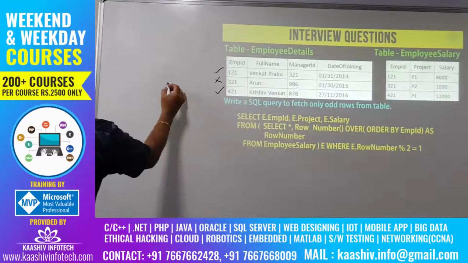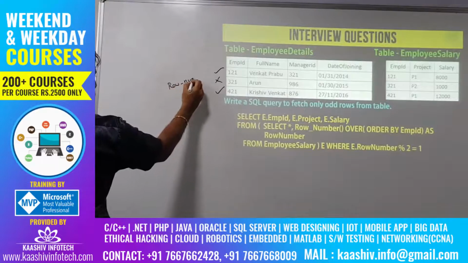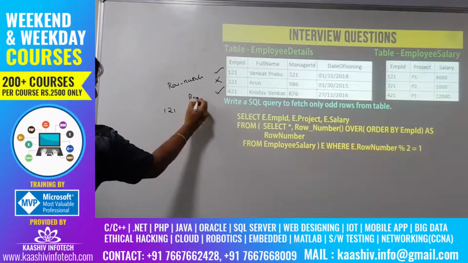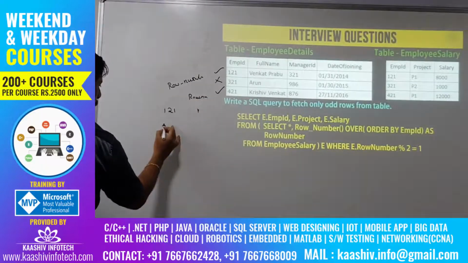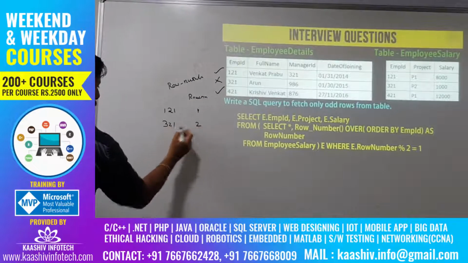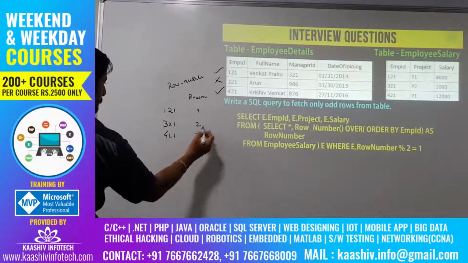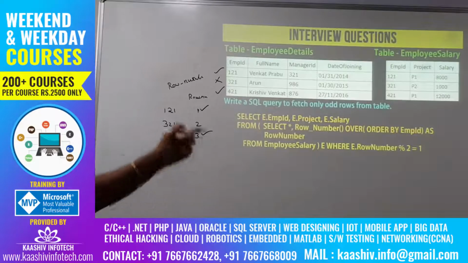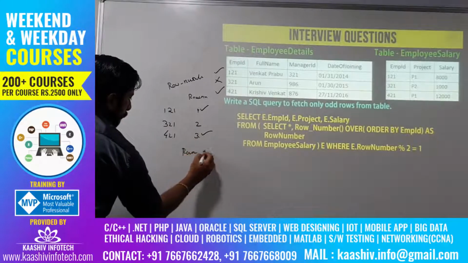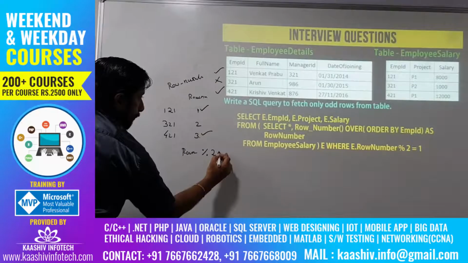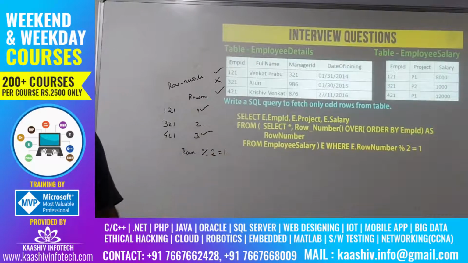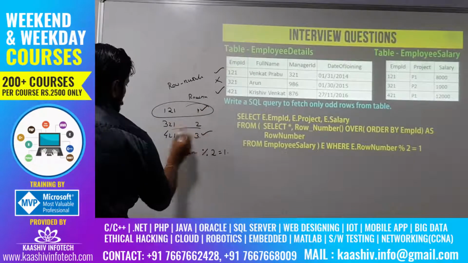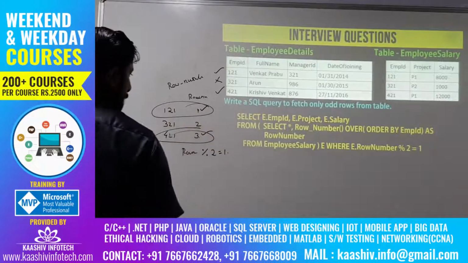I'm using the concept of ROW_NUMBER. For 121, I made a column, the row number, which is 1. For 321 the row number is 2, and for 421 the row number is 3. And take the ones where row number percentage of 2 is equal to 1, which will give the odd numbers. That's the logic I'm trying to use.